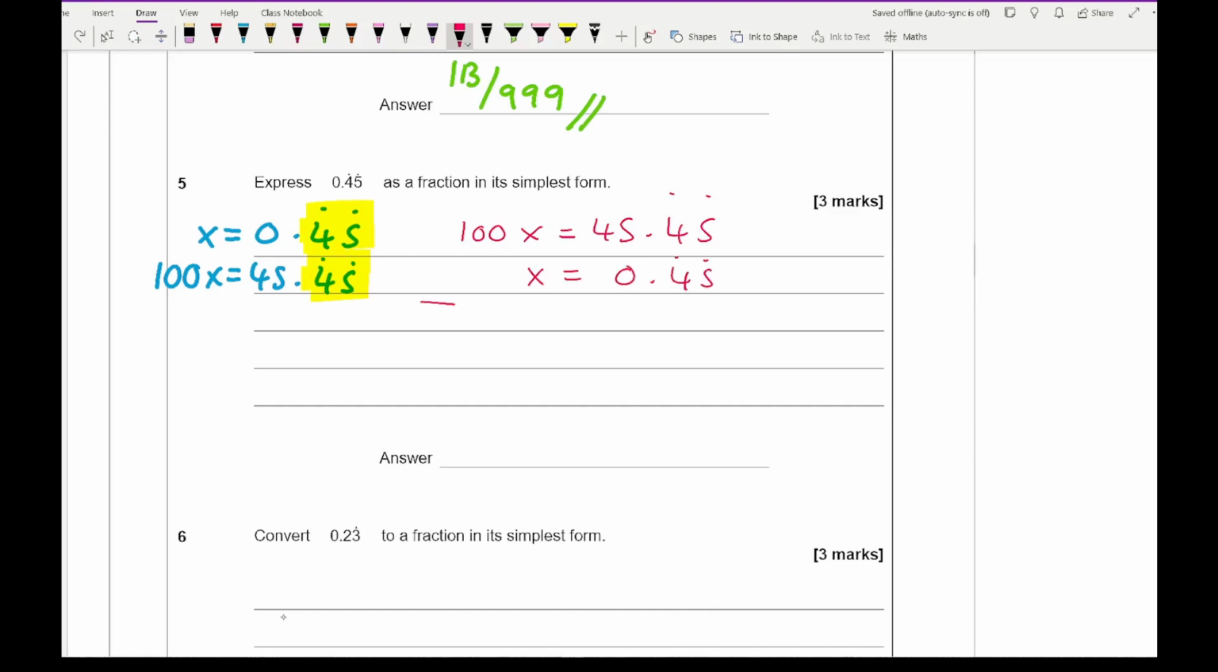And again, presentation is really key to stop you from making any silly errors. So here I've got 99x equals 45, so x equals 45 over 99. But you've got to note that the question says give your answer in its simplest form, so I need to simplify that. I notice that both of those can be divided by 9, so it's going to be 5 over 11.